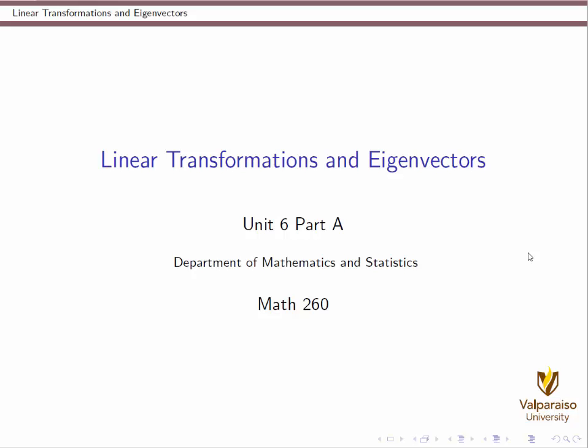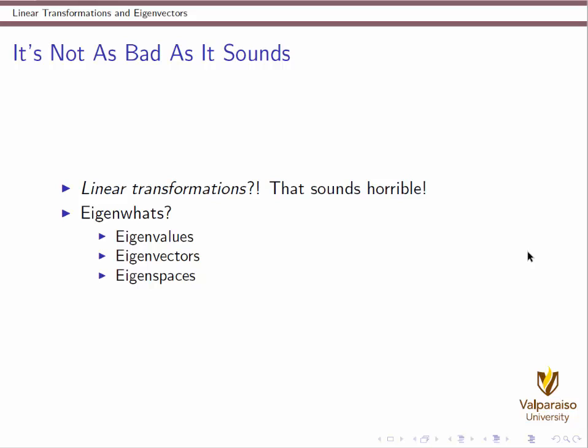So we're going to look at linear transformations and eigenvectors. Now this sounds terrible, right? Those are horrible words. An eigenvector, what the heck is that? Well, we're actually going to look at 3 different eigenthings: eigenvalues, eigenvectors, and eigenspaces. Eigenvalues and eigenvectors are coming right up.